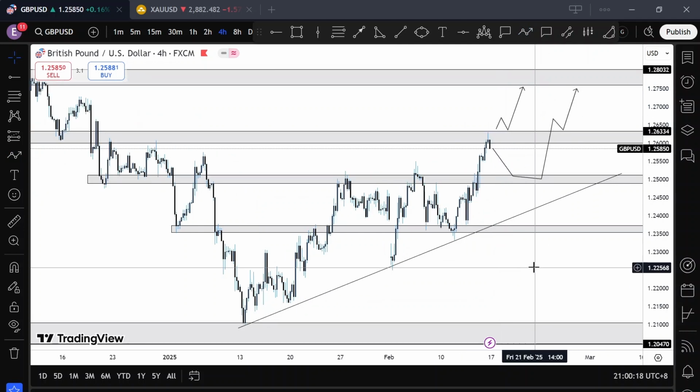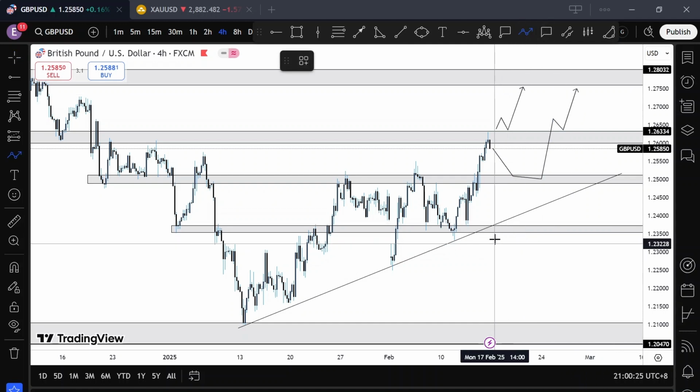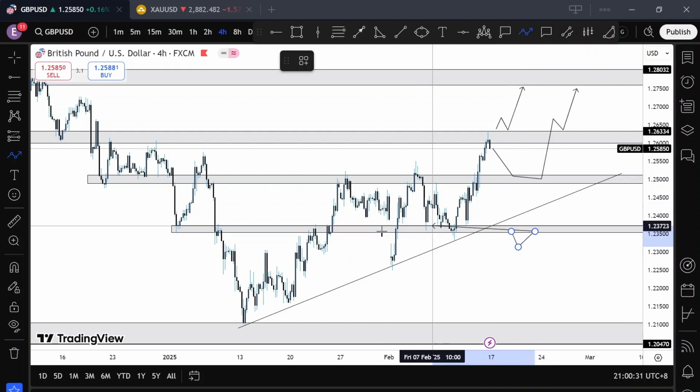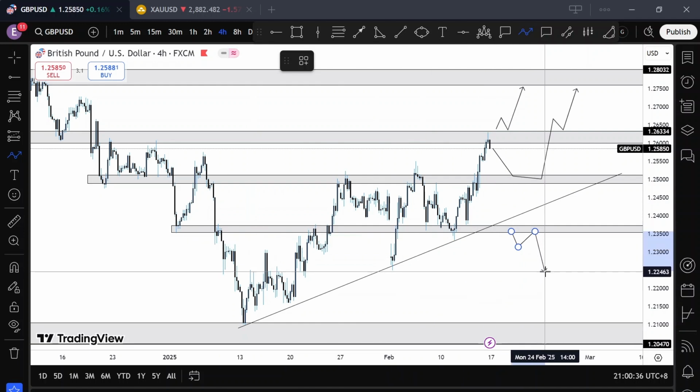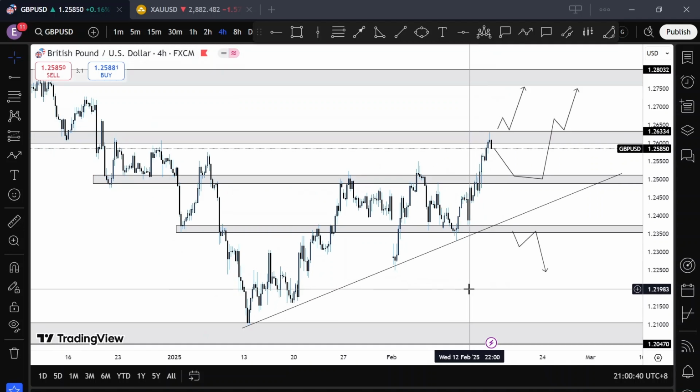I'll be looking out for sales. The only reason I'll be looking for sales is if price comes to break below this region here. Then we'll be looking for sales, more like price breaking below these regions here, a break of the upward trend line, a break of the strong support region here, and a retest. Then we can start looking for sell opportunities to the downside. So that's that for pound USD.